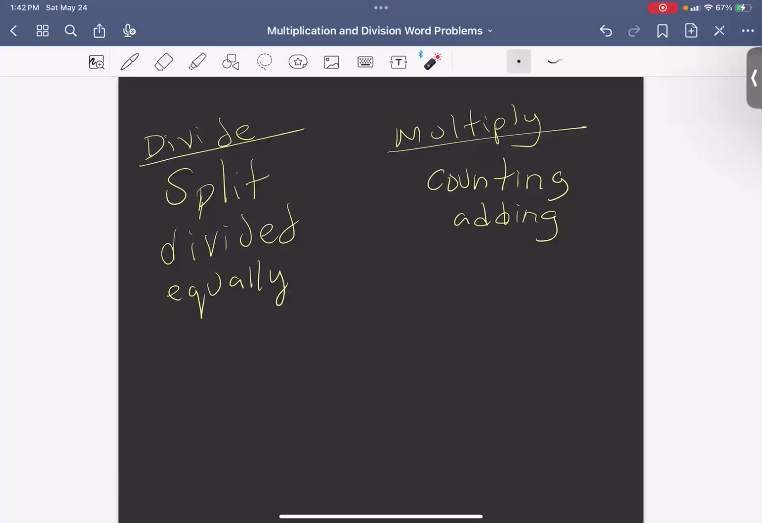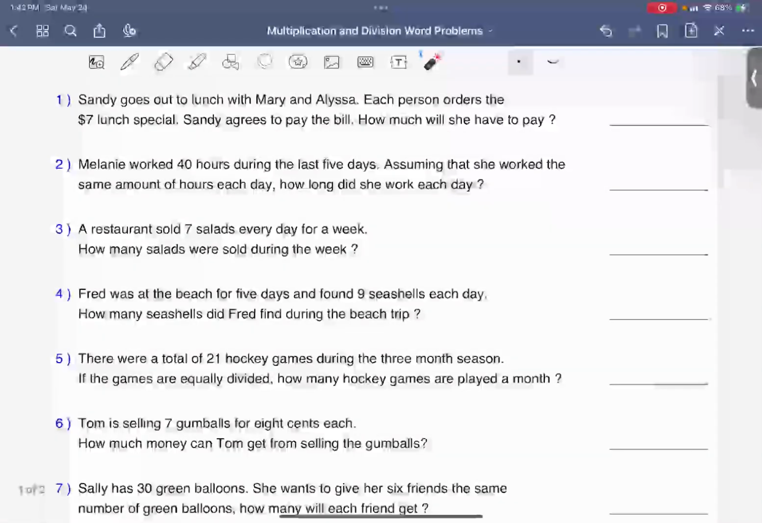Because remember, multiplication is just a fast way of adding. Because if I did 2 times 3, which we know is 6, that's the quick way. Adding is just 2 plus 2 plus 2, which is also 6. So you see we have 2 times 3, 1, 2, 3 twos. So when you see that counting or adding is being mentioned in the problem, then you're going to know that you'll have to multiply in the problem. So let's look at some problems.